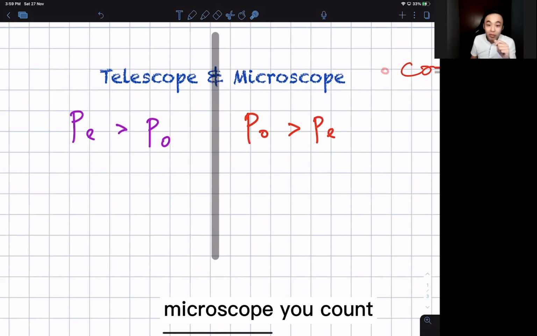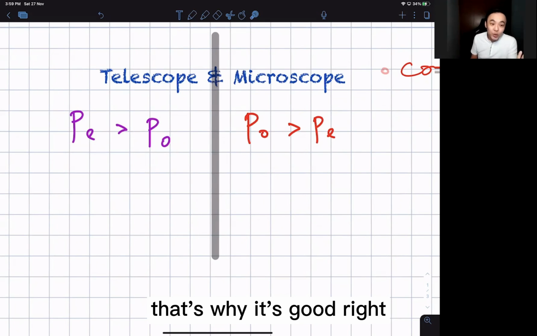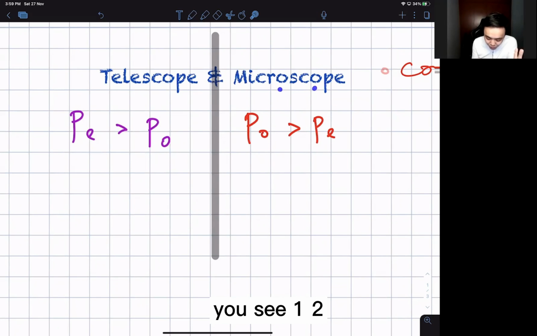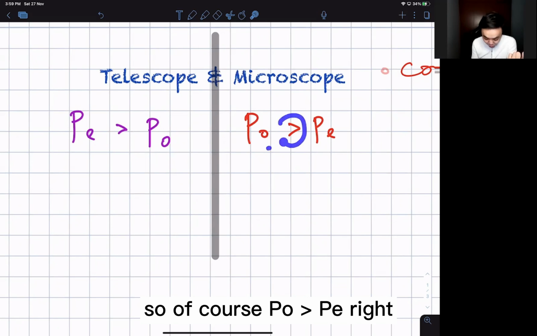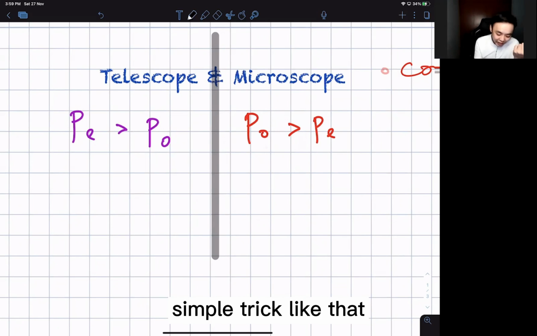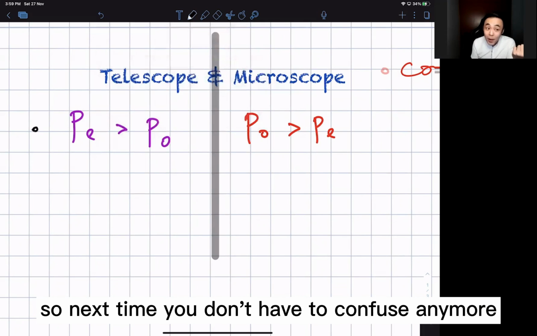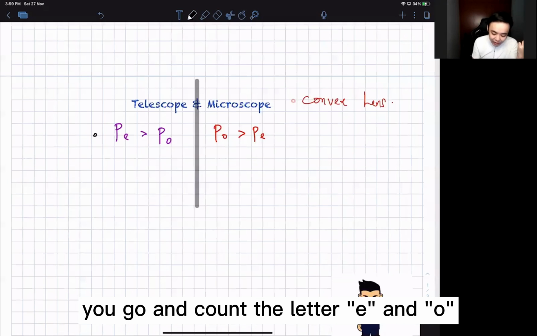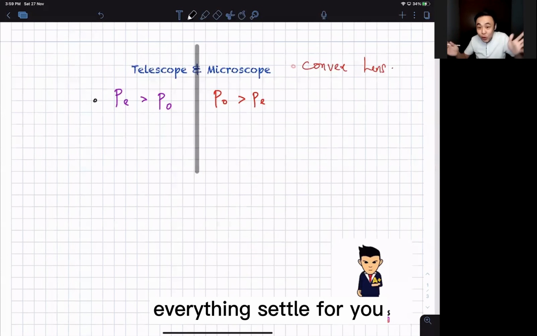Now, microscope, you count. It works for both. That's why it's good, all right? You see, 1, 2. How many letter E do we have? 1. So of course, PO is more than PE, right? Simple trick like that. So next time you don't have to be confused anymore. You count the letter E and O, and everything is settled for you. Okay.